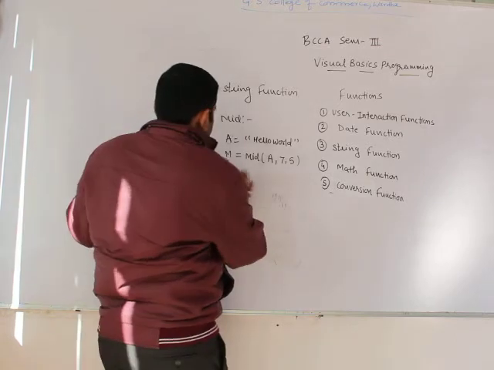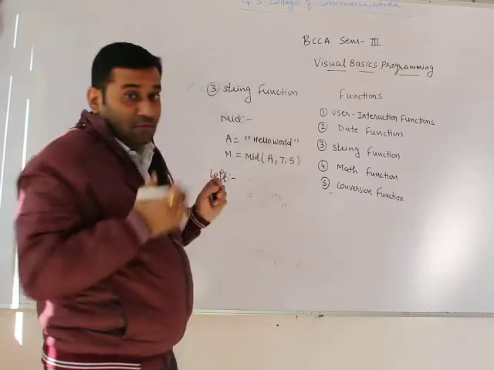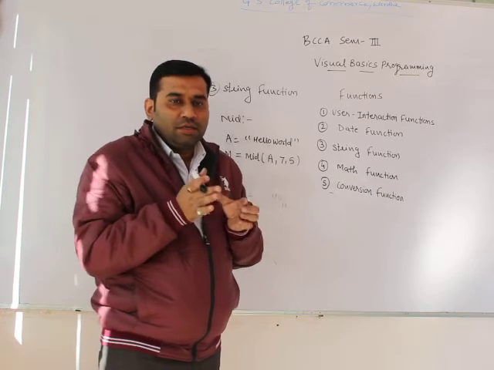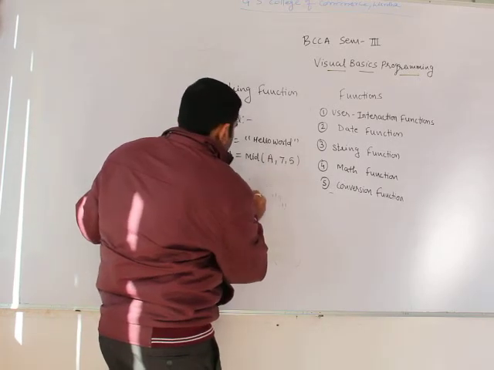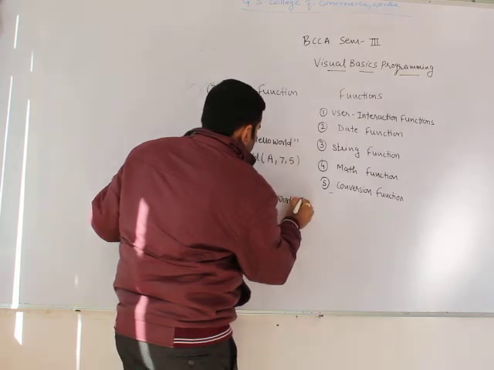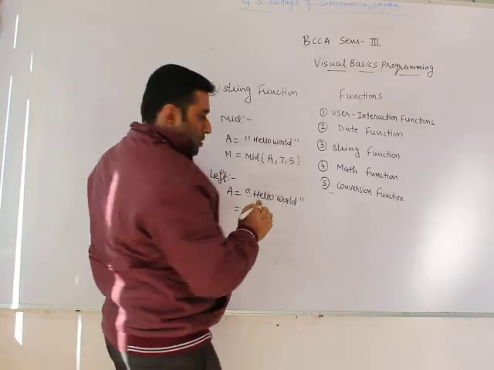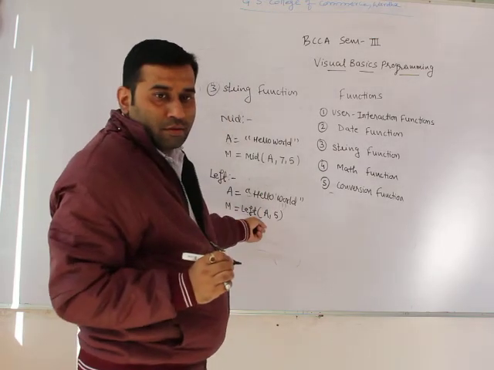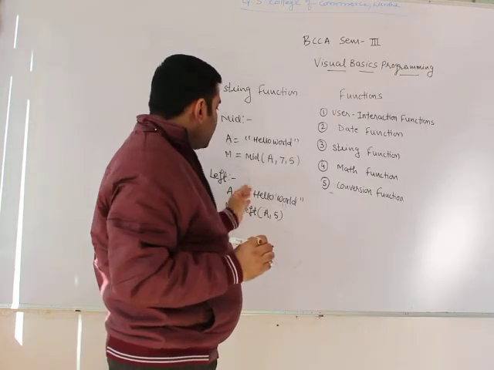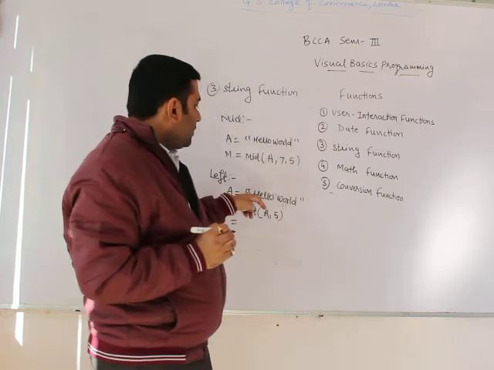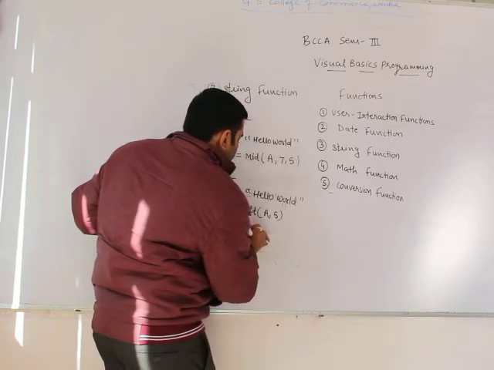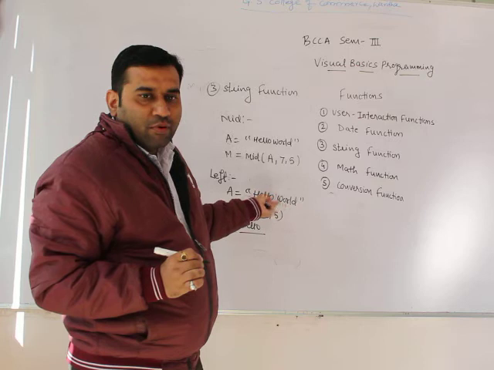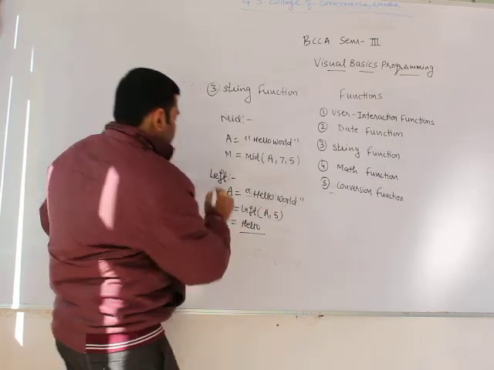Next is the Left function. This function is used to retrieve the specified number of characters from the left side of the string. Suppose A equal to hello world. This function will return from the left side, characters from position 1 to 5. 1, 2, 3, 4, 5. The 5 characters give the string hello. A equal to hello world, the left side printed up to position 5 is hello.